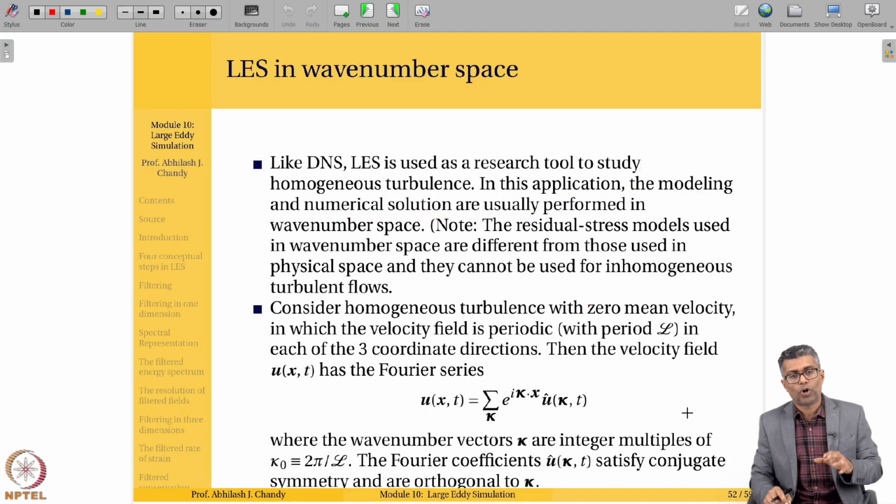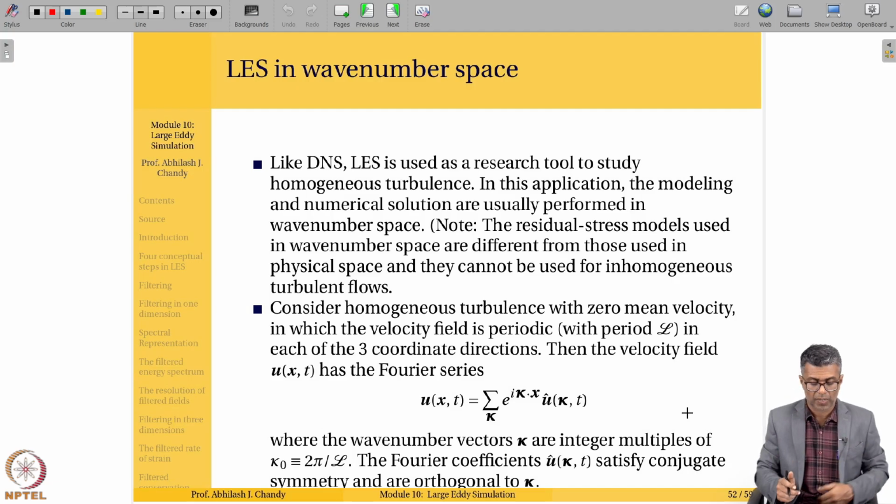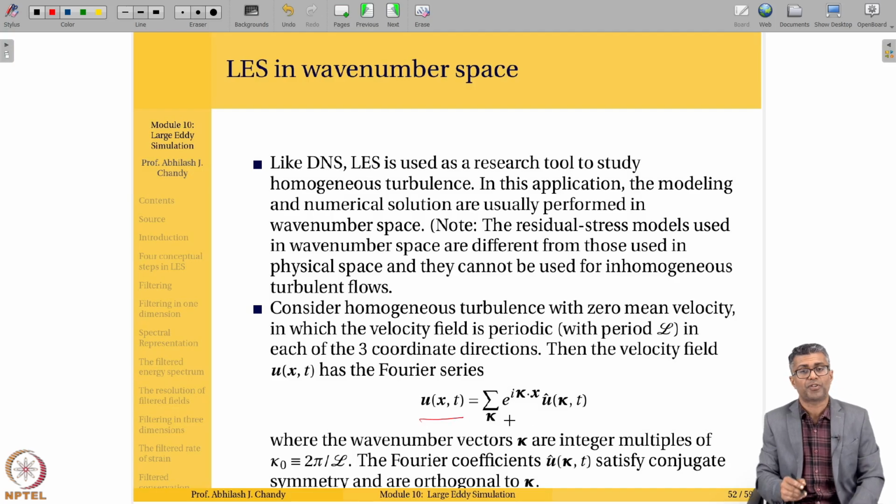So now moving on to LES in wave number space. We saw this where we used DNS in wave number space and we looked at the velocity being converted into Fourier space using the Fourier series, right? So you have this u of x,t, which is the summation of e to the i kappa dot x u hat, and u hat is this Fourier mode, and we have it like this, right? This is how it was defined.